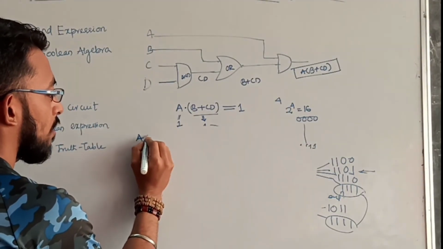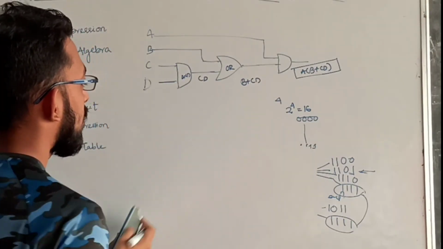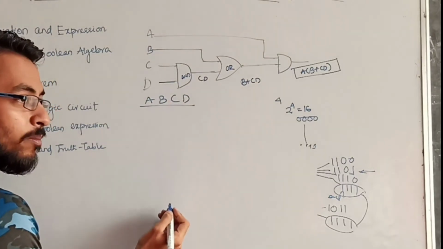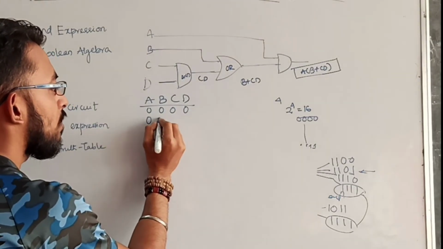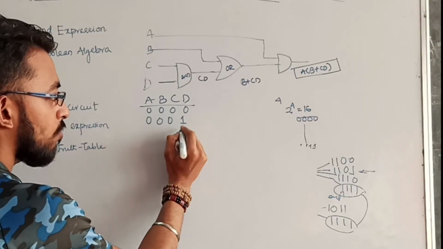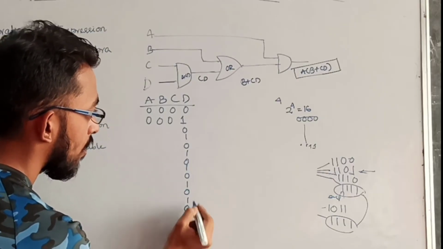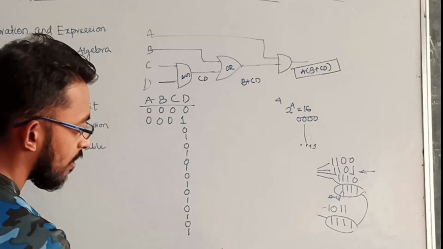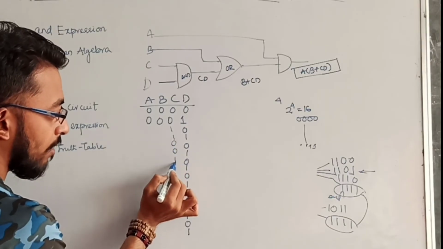Since there are 4 inputs, let me write from here: A, B, C, D. So how many possible combinations? 16, starting from 0, 0, 0, 0, then 0, 0, 0, 1. In the last class I told you how to write this. This one is nothing but 0, 1, 0, 1, 0, 1, 0, 1, like this, alternate 0, 1. This one is alternate 0, alternate 1. I mean double 0, double 1.